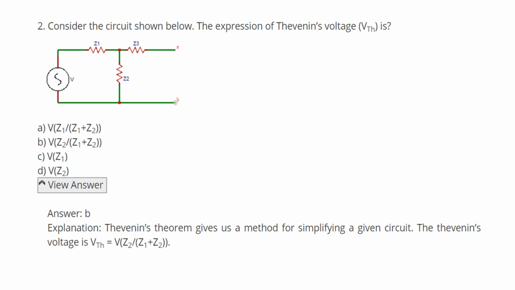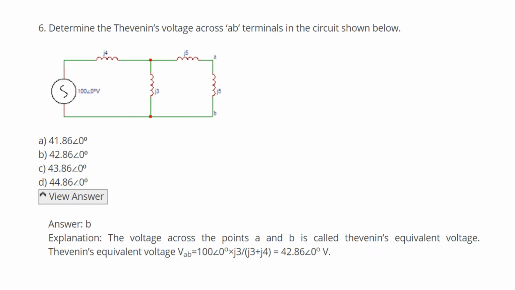Explanation: Thevenin's theorem gives us a method for simplifying a given circuit. The Thevenin's voltage is VTH equal to V into Z2 upon Z1 plus Z2. This is the correct answer, B. Next problem. Determine the Thevenin's voltage across A, B terminals in the circuit shown below.